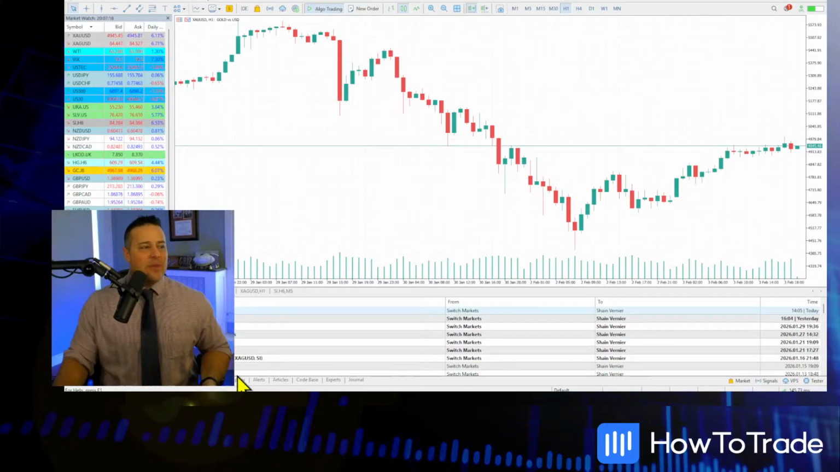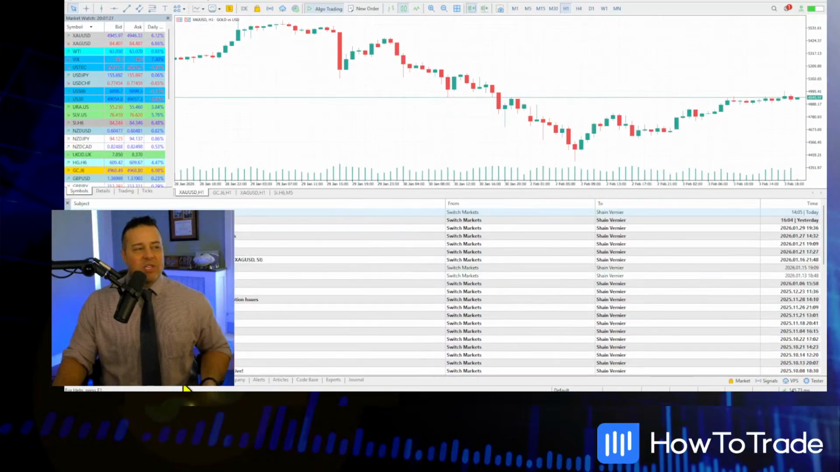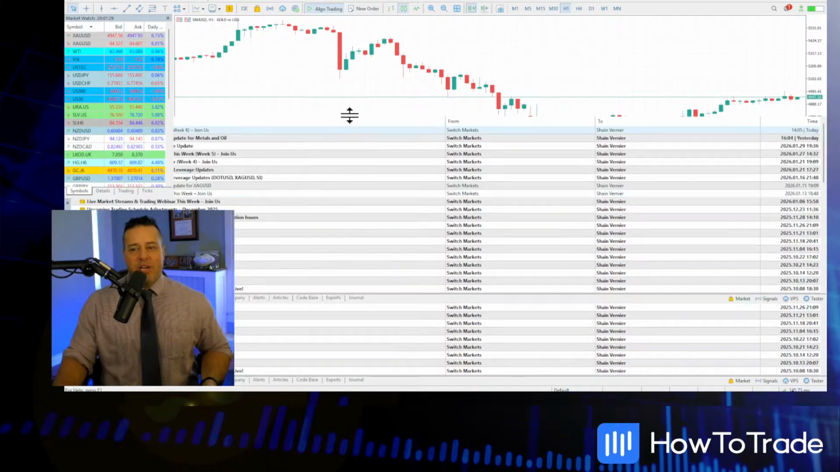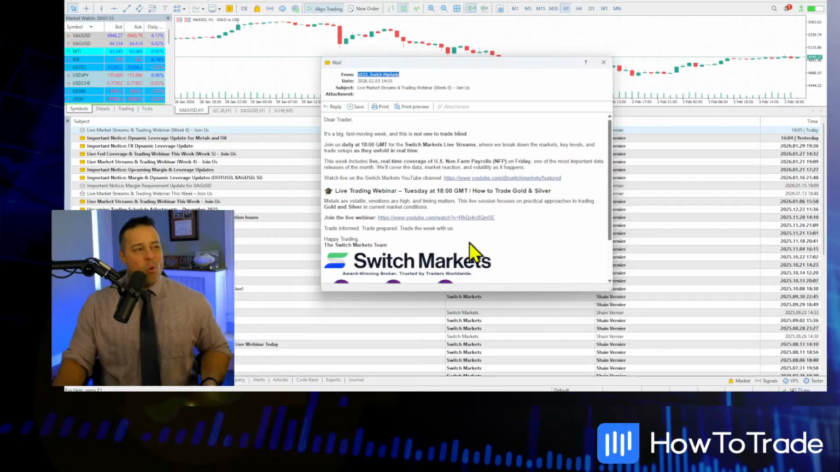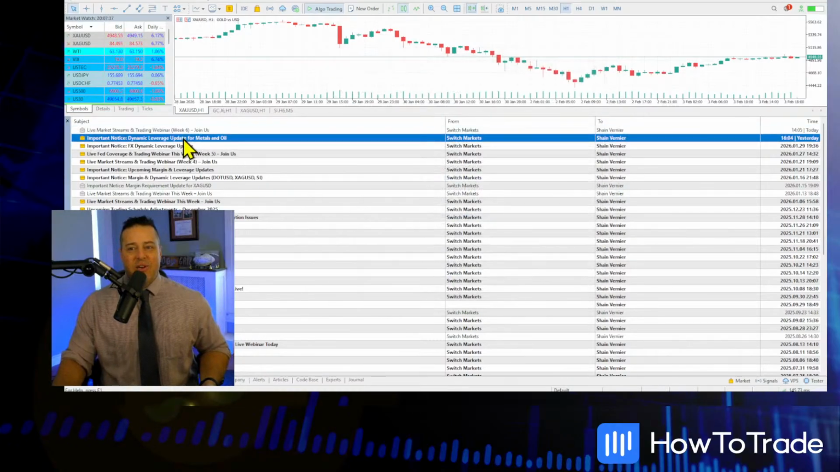Now, a couple of things that we need to do here before we get started. You'll notice down here, your trader's toolbox. What you're going to want to do is click on your mailbox, and you'll see that you're going to get all sorts of messages. So right here, you can double click on that top one. It shows you when our live streams are and things here for Switch. And then you'll also notice any updates to your leverage.